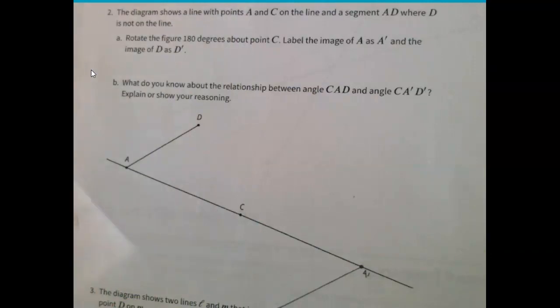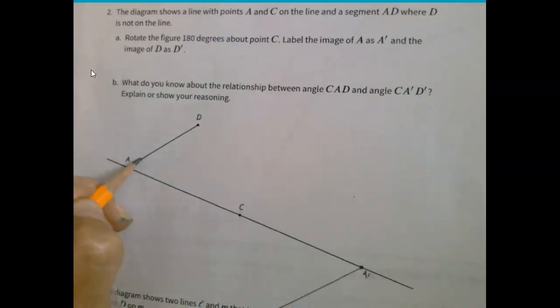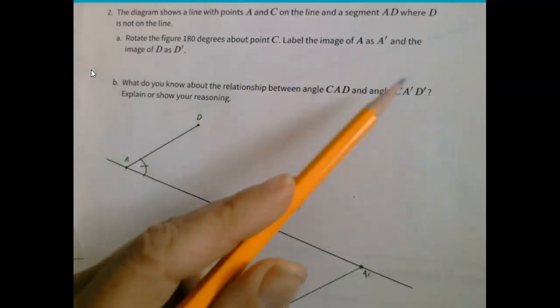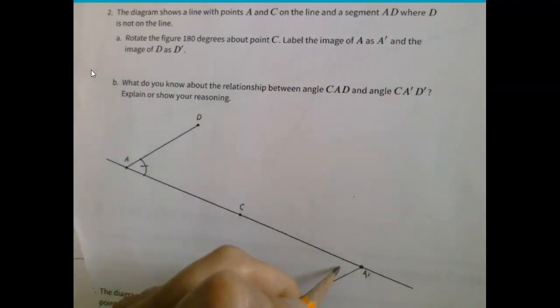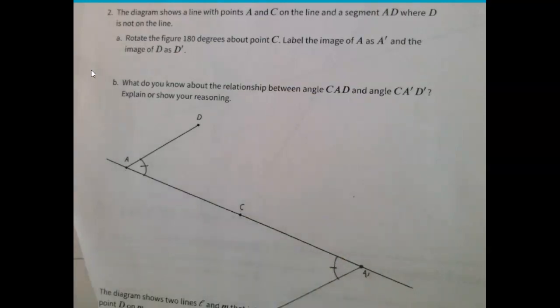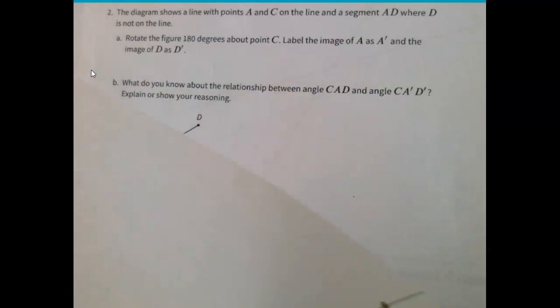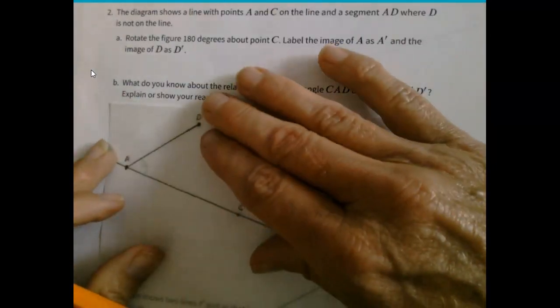And D prime. Okay. All right, then let me see. What do you notice about the relationship between CAD, angle C? Remember, the vertex is always in the middle when we call an angle, so it would be angle CAD. We're talking about this angle right here, and the image of angle CAD, which would be right here. If you looked at our original, we put this on here, go over here, put this on here, you should see that they're both the same size.